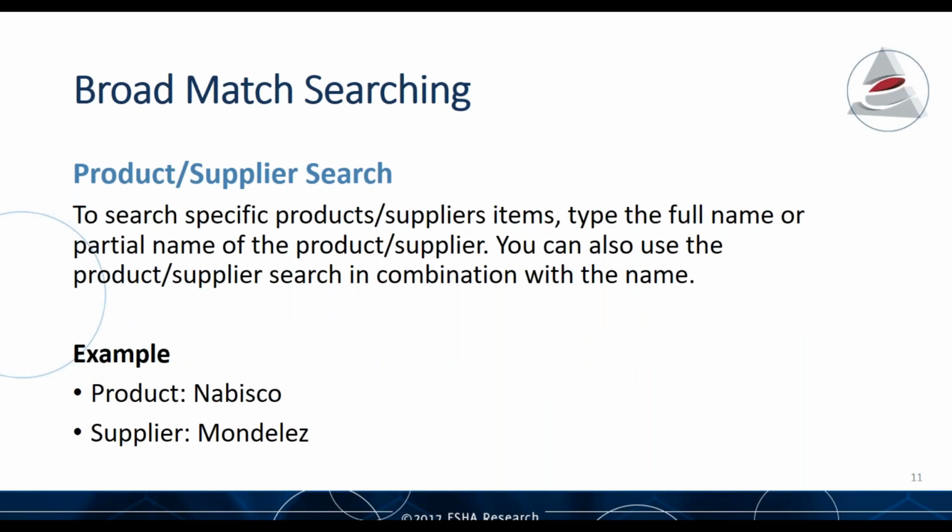As I mentioned, you can search by product and supplier. In the ESHA database, we refer to product as brand or product lines, and we do refer to the supplier as the manufacturer or the larger organization that provides the data.